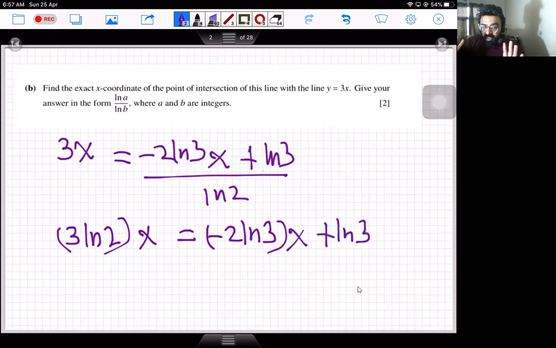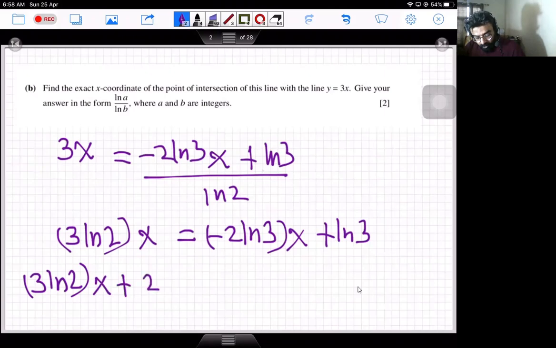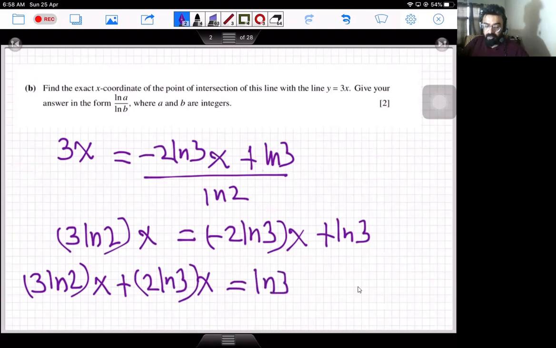So what I want to do is find an exact x coordinate in the form of ln A over ln B. Just make x the subject of this equation. For that purpose, what I can do is 3 ln2 multiplied by x plus 2 ln3 times x equals ln3. Now applying the power law of logarithms, I can take this constant term 3 into the power, and take this constant term 2 into the power. So this whole equation can be rewritten in the form like this.